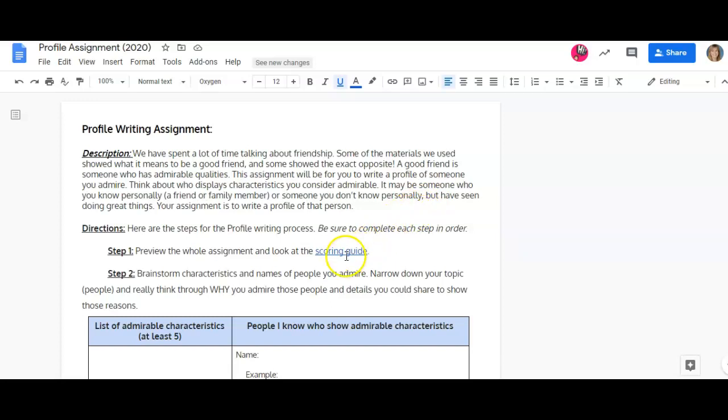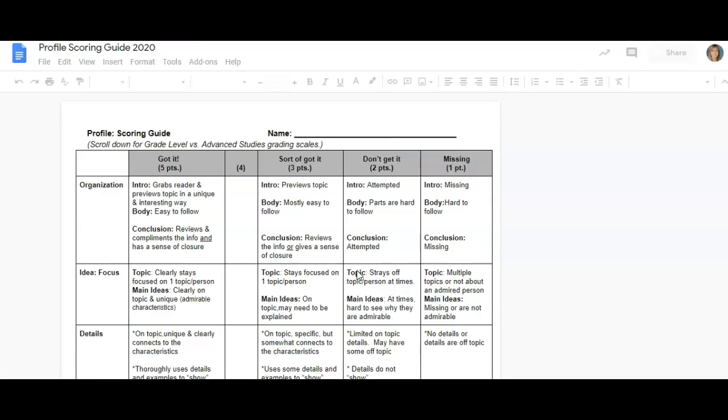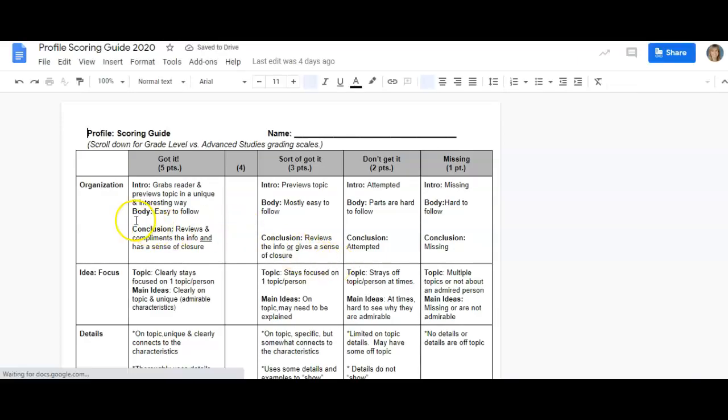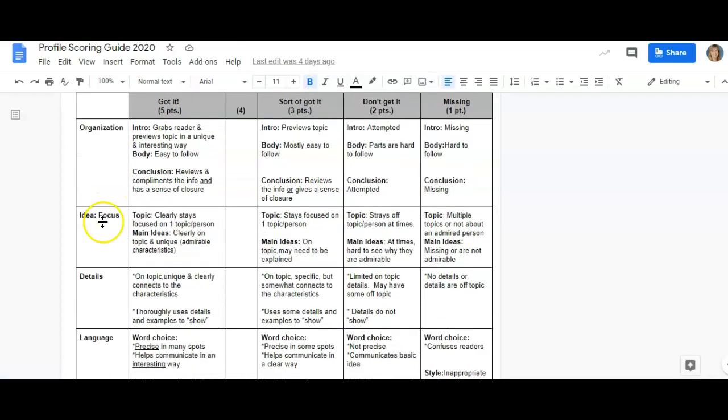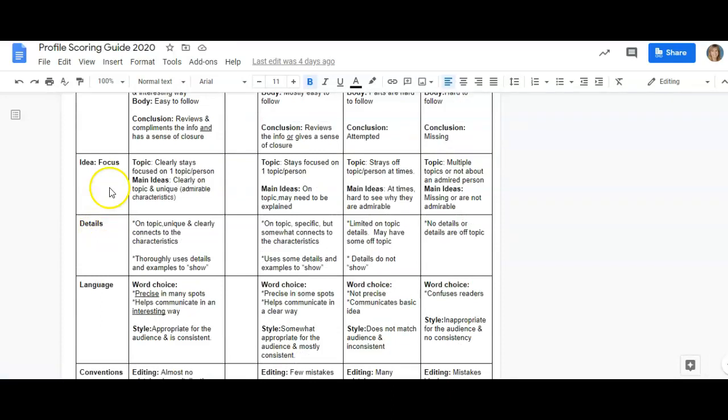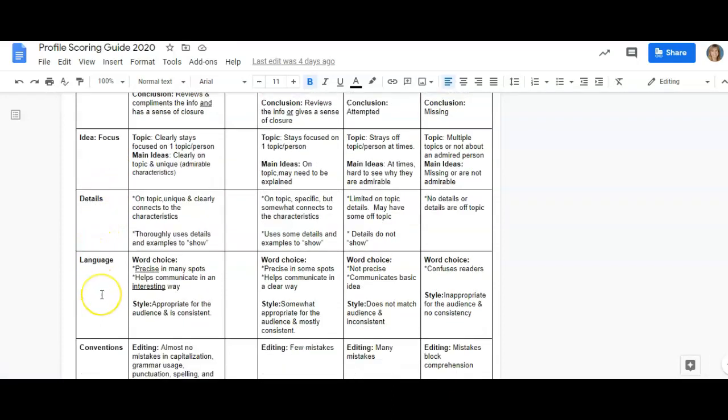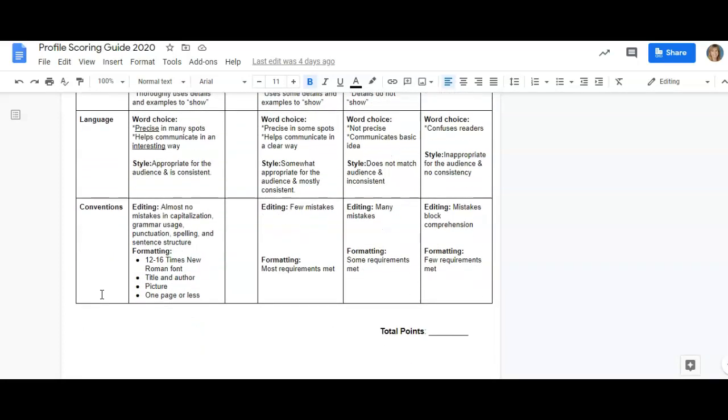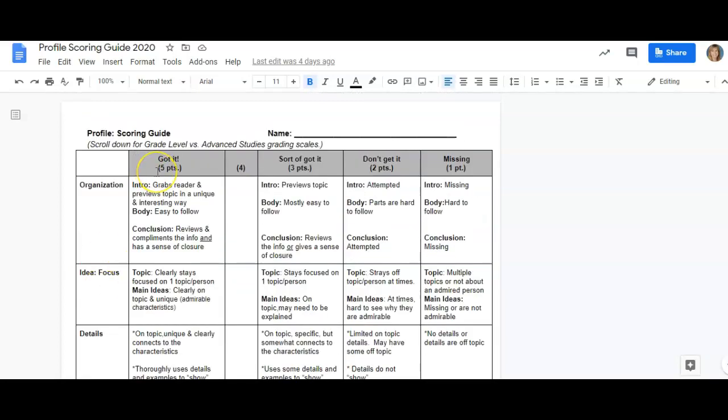So next, what we're supposed to do is look at the scoring guide. This is actually a link, and you can click on that link and see what the scoring guide is going to look like. It looks like overall you're going to be graded on organization, how well your idea is focused, details, language, conventions. Okay, and then it looks like the points here, the best that you can get in each of these categories is 5 points. And that would be kind of like you got it. So whatever I'm thinking that you should be able to do in your writing by the end of the project is exactly what you did.